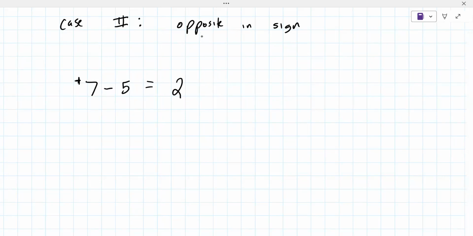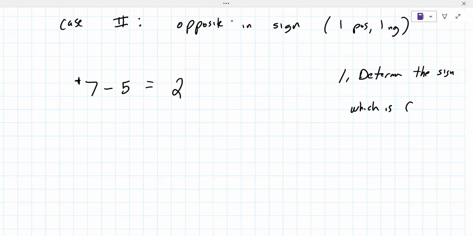Now, these are opposite in sign. The 7 is positive, but it's not written. It's positive, and the 5 is negative. That's what's meant by opposite in sign. It really means one positive, one negative. You agree with that? Yeah. Okay. Now, here's the rule. You first need to determine the sign. How do you do that is the question. You decide which is further from 0. Okay, so is 7 or negative 5 further from 0?